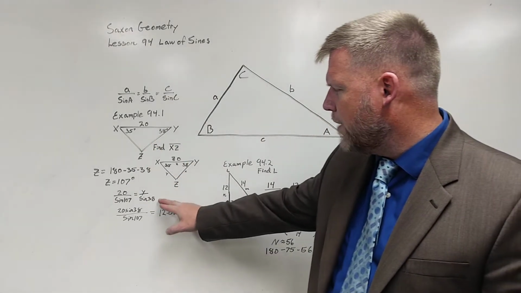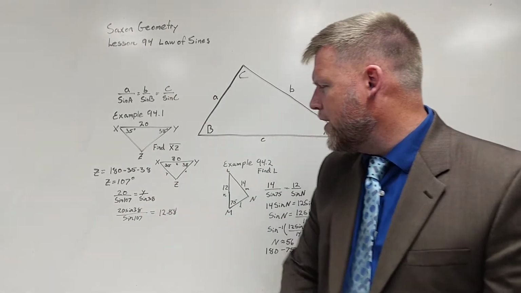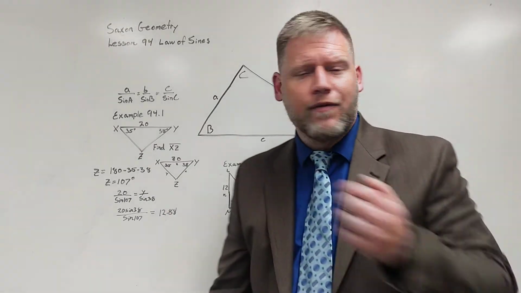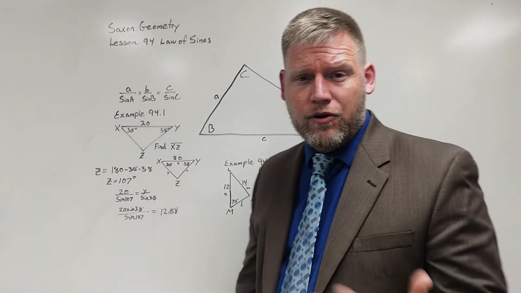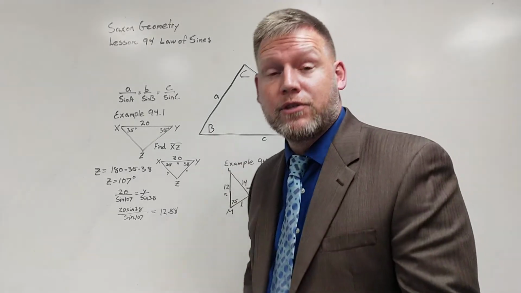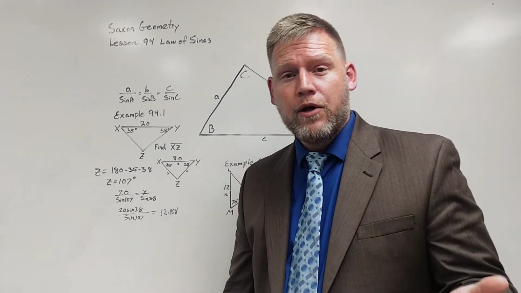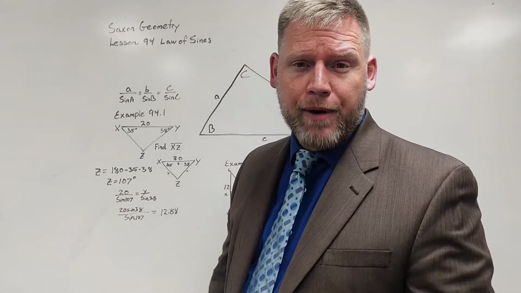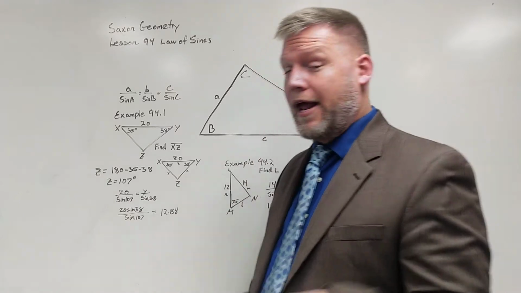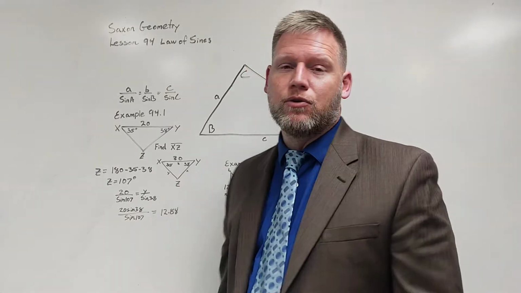So once I do this, I multiply both sides by sine 38. I get 20 sine 38 over the sine of 107. Now, this is where your calculator comes in handy. There are 2 different functions for sine on your calculator, the sine and the inverse sine. Now, on this one, we're going to be working with sine. If you need to grab your calculator, hit the mode button, make sure you're in degrees. It has to be in degrees because our problem has degrees in it.